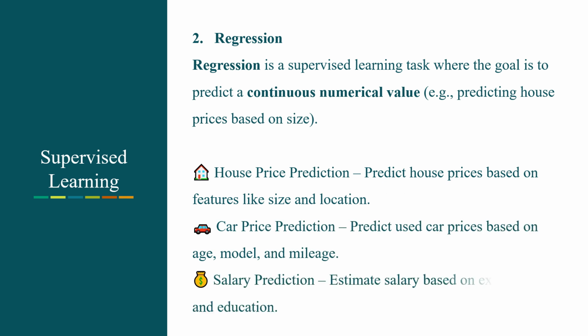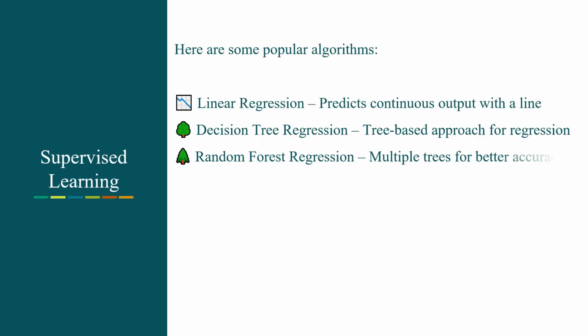And next is regression. Regression is a supervised learning task where the goal is to predict a continuous numerical value, such as predicting house prices based on size. So the major difference between classification and regression is that in regression the model predicts a continuous numerical value instead of a category. Popular examples are house price prediction, predicting house prices based on features like size and location. Car price prediction, predicting used car prices based on age, model or mileage. Similarly, salary prediction. So these are the popular algorithms and main branches of supervised learning.